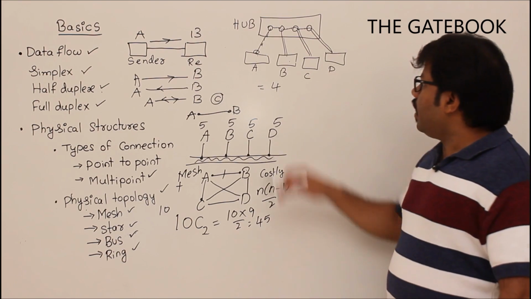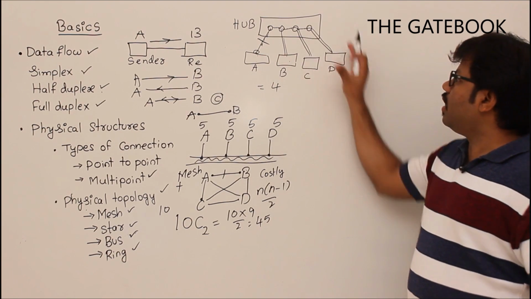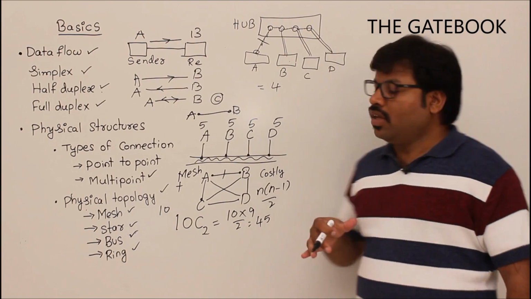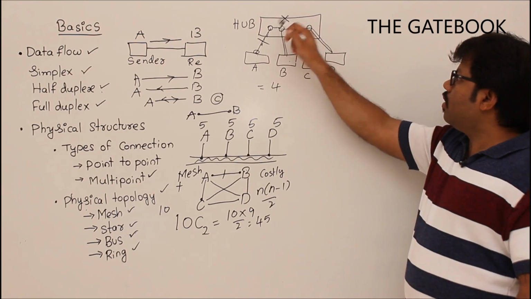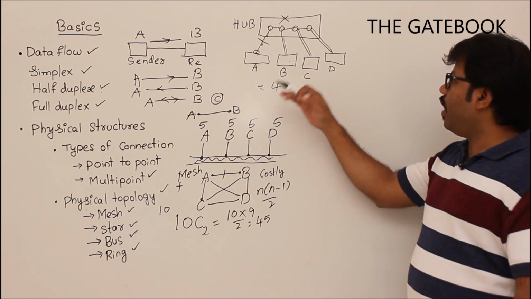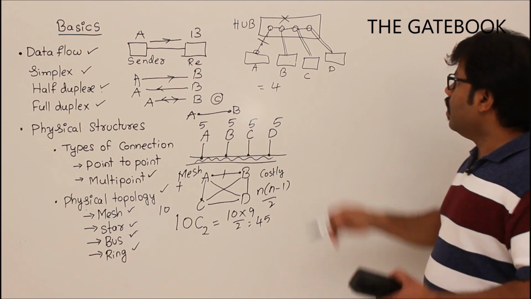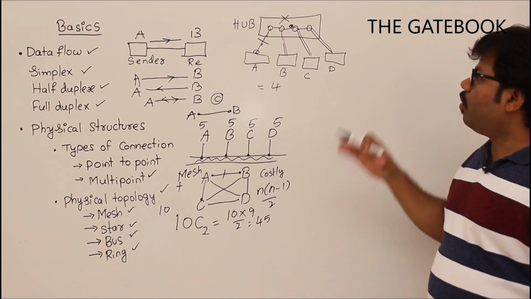Fine. Now, for example, let's say there is a problem in this connection. Still no problem, right? Still B, C, D can communicate. The only problem with this hub is, what if the central device gets corrupted? Then A, B, C, D cannot have any communication. So that's why this is very important. So this cannot be corrupted. We have to plan it in such a way.